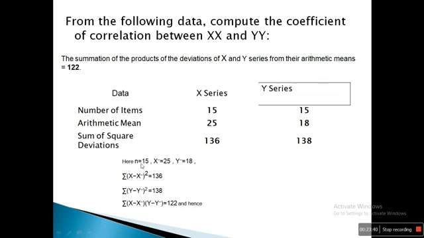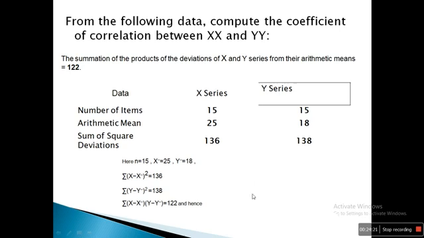Apart from that, we know that n is 15, mean x is 25 and mean y is 18. You can see here also arithmetic mean of x series is 25 and arithmetic mean of y series is 18. So that is how you have to find out what values are given to you. Number of items in both the series is 15, so n becomes 15. And sum of square deviations: sum of square deviation of x series is 136 and y series is 138. So that is how we have got the data.